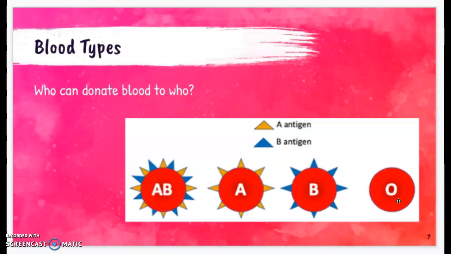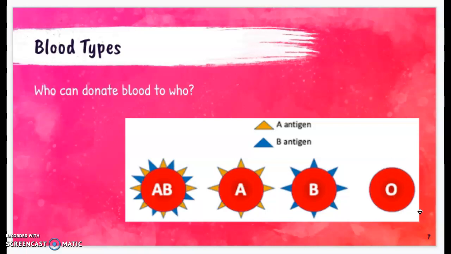Last one. Type O, we're going to skip B for right now. Pretend you're type O blood. Can you get AB blood? And the answer is no, you cannot. Can you get A blood if you're type O? You cannot. It would recognize those antigens. Your body would kill it. Your body is not used to any antigens on your blood. Could you get type B? Nope, can't do that. Type O people can only get blood from other type O people.